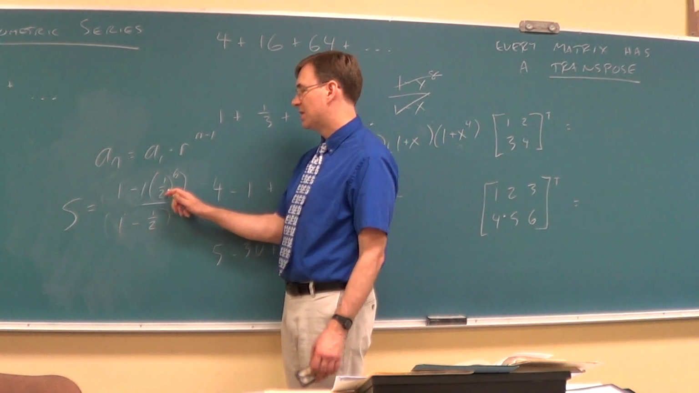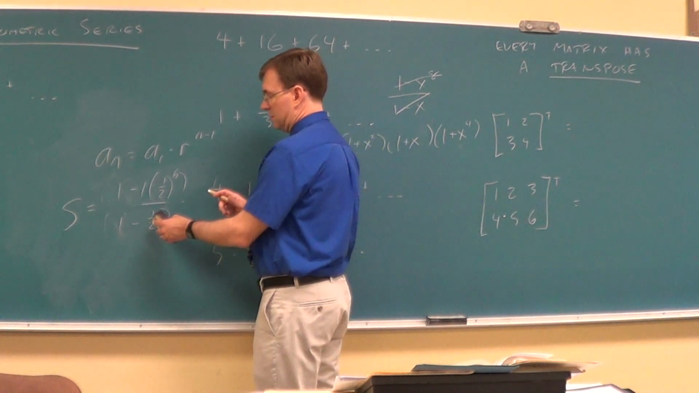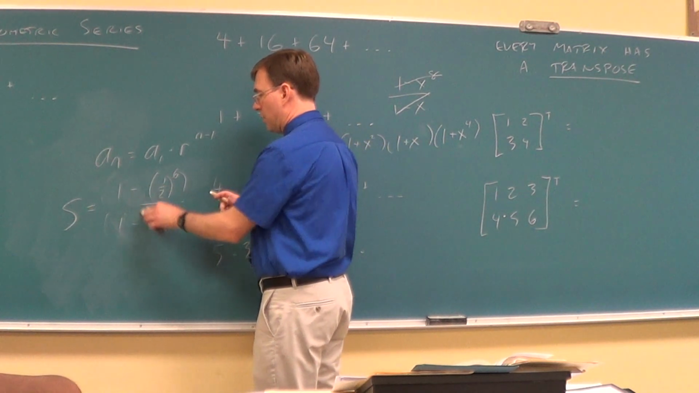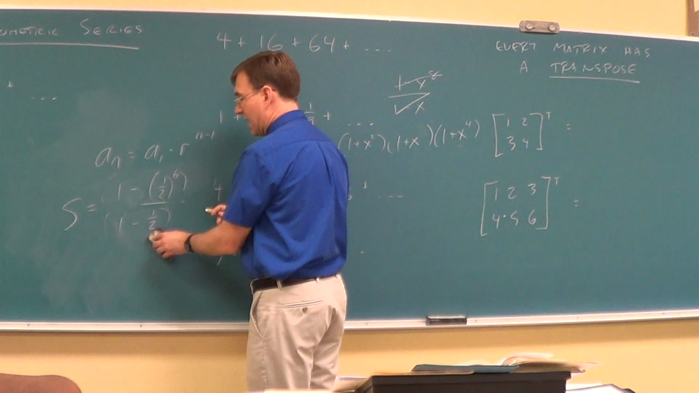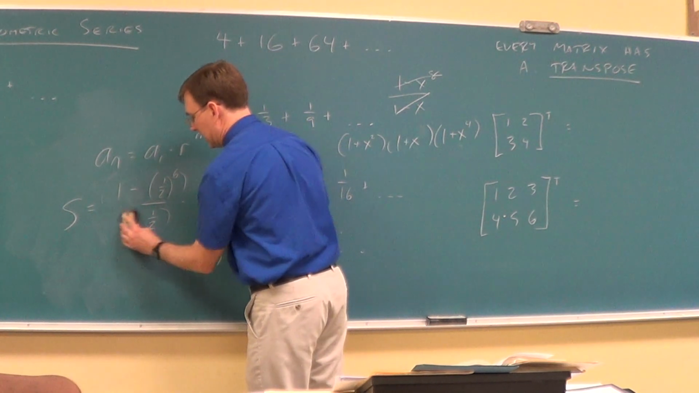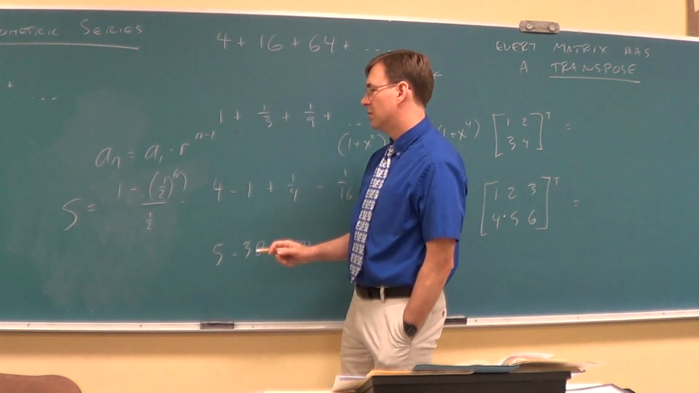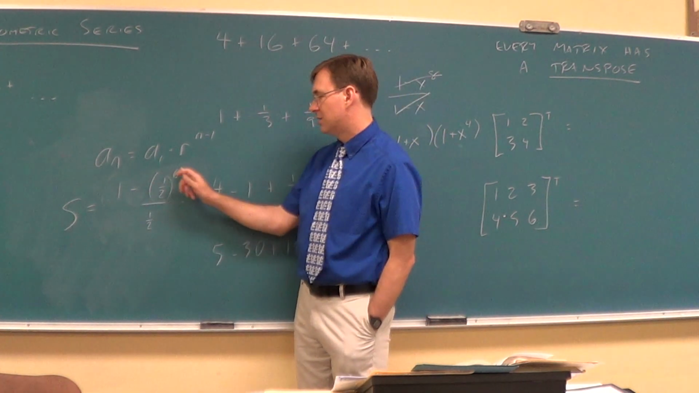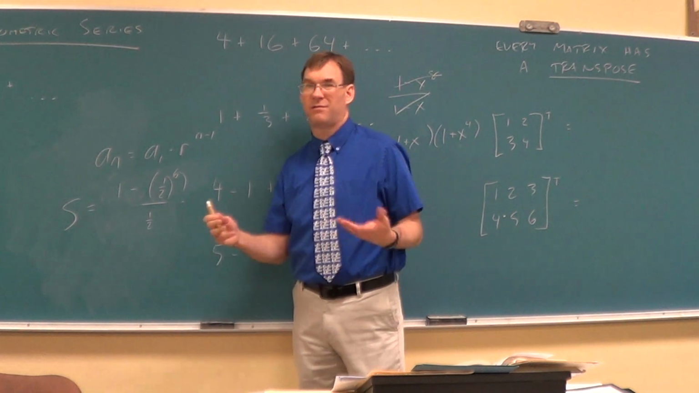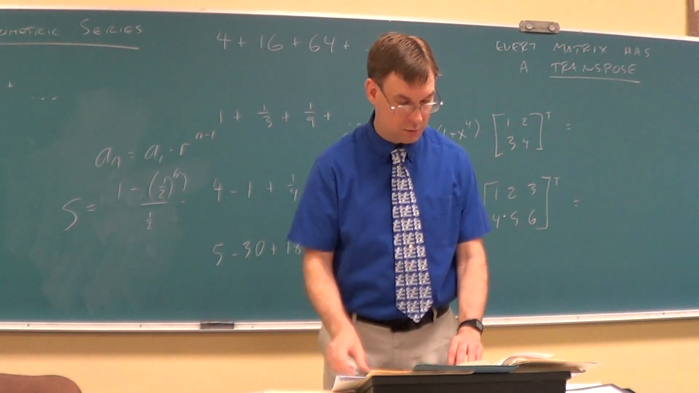Because 1 times stuff is just that stuff, so we don't need that 1. 1 minus a half is a half. So I might just punch in that version of the problem. 1 minus, do this out, divide by a half. See where that'll go.